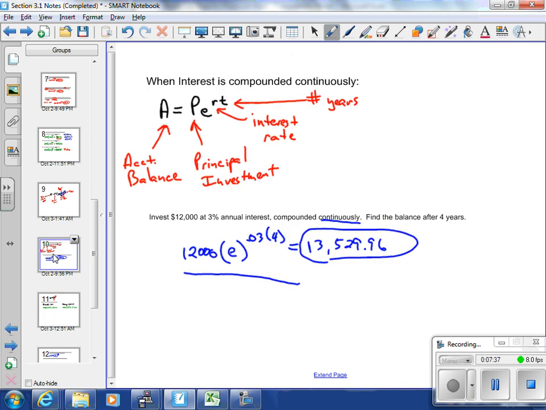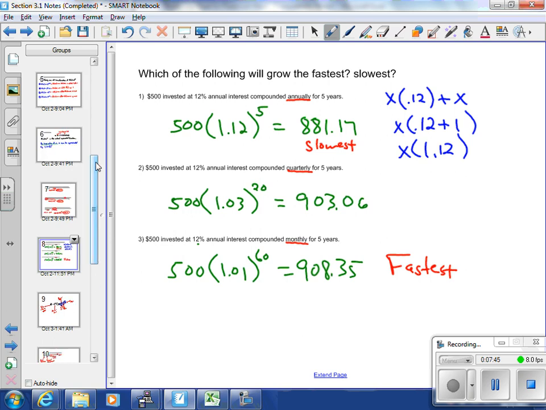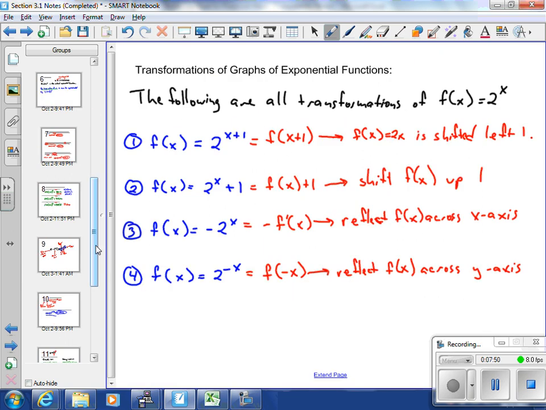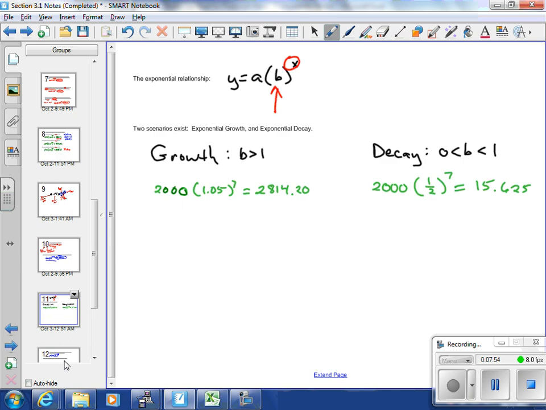2,000 times 1.05 to the 7th power. This would be an example of, say, $2,000 invested at 5% annual interest compounded annually. This is exactly what you would do if you were trying to project 7 years out into the future.